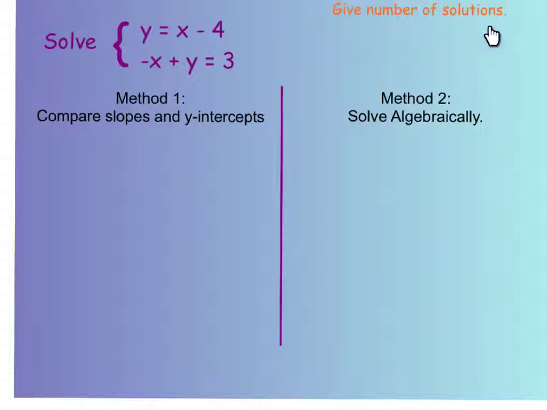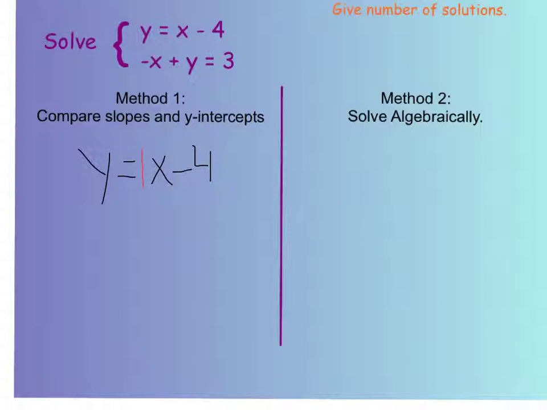Alright, these next couple slides are here to remind us about the number of solutions we might get. So we're going to give the number of solutions. Now one way is we can compare the slopes and the y-intercepts. So if I get y by itself, this first one has y by itself, and it's y equals x minus 4. So our slope is +1.